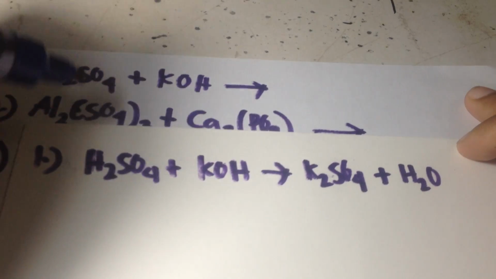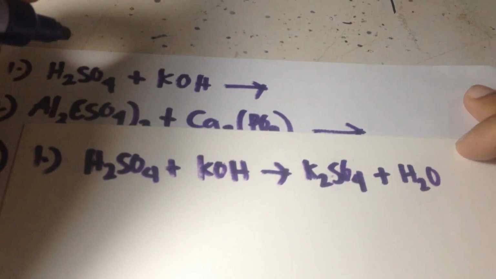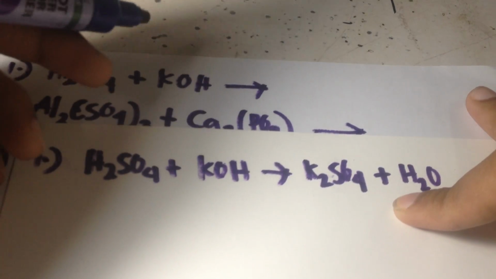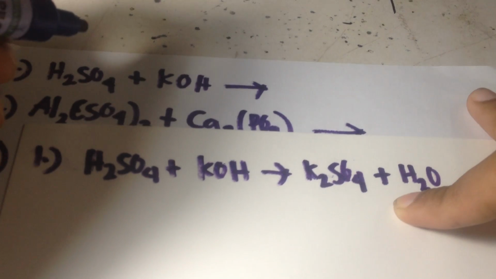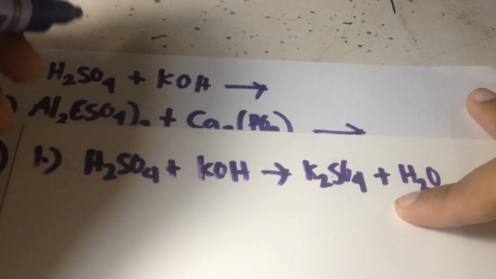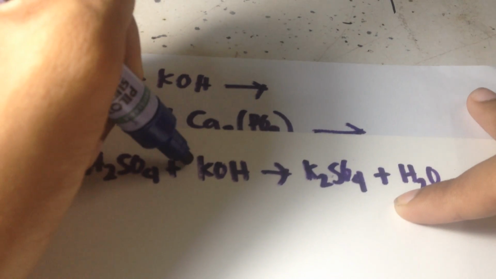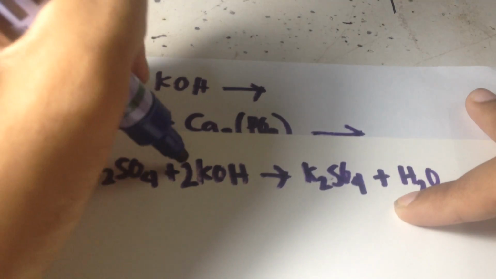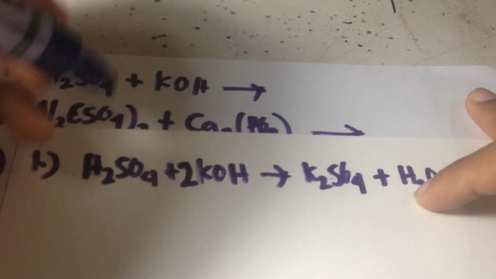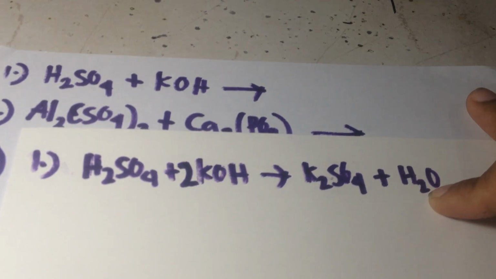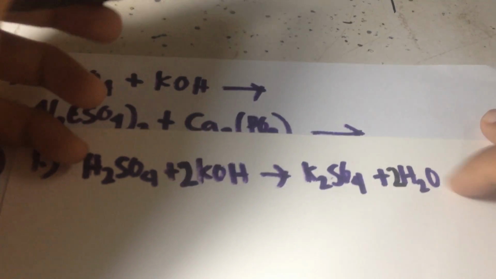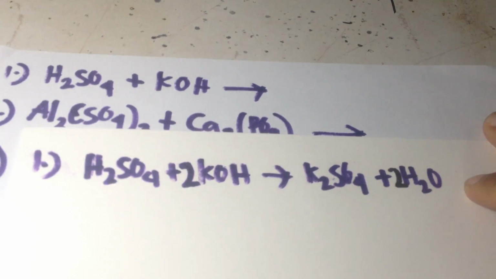So all we need to do is balance. First, you find the product, and after that, you need to balance. So multiply potassium on both sides. Here, multiply potassium by 2, and in water we have a 2 here. So that's perfectly balanced.